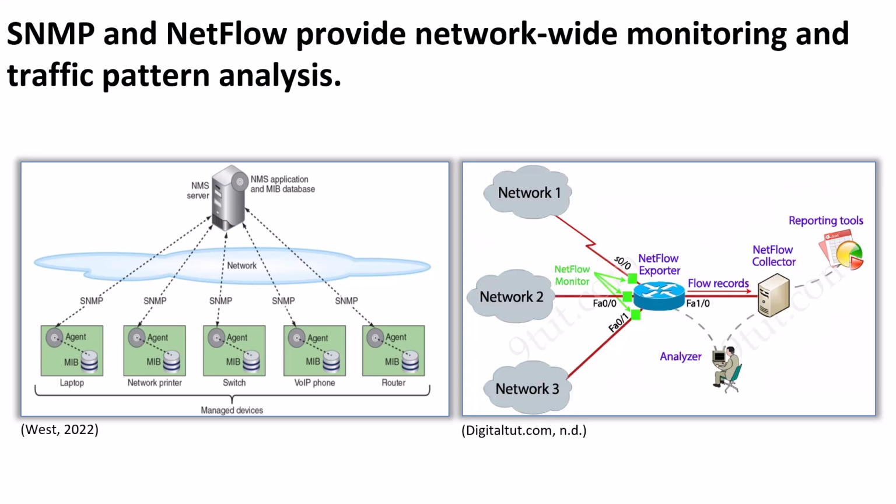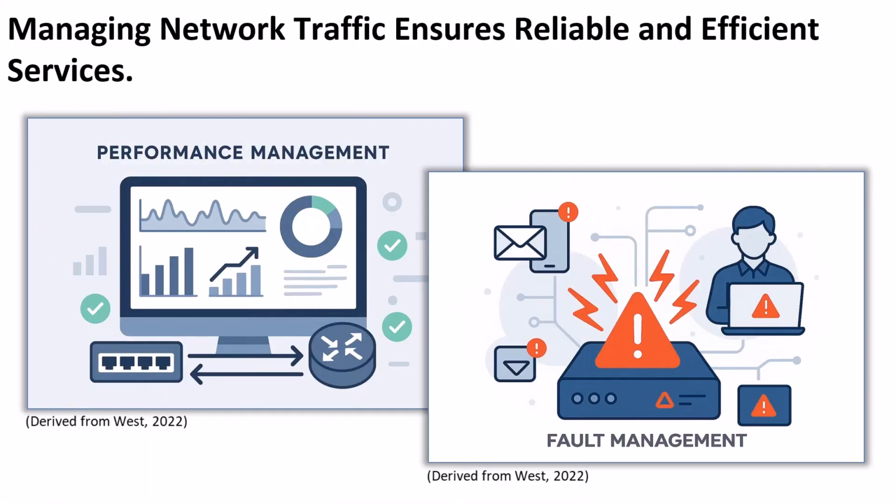Now that we can see what's happening across the network, the next step is to control how traffic flows. Managing network traffic ensures reliable and efficient services. Managing network traffic is all about making sure devices and links keep up with demand while quickly spotting and fixing problems. We do this with tools like baselines to define normal, bandwidth allocation to prevent bottlenecks, flow control to keep data moving smoothly, congestion prevention to avoid slowdowns, and QoS, or quality of service, to make sure critical services get priority. Together, these strategies keep the network fast, stable, and ready for anything. Of course, you can't manage what you don't measure, so the first step is building performance baselines.